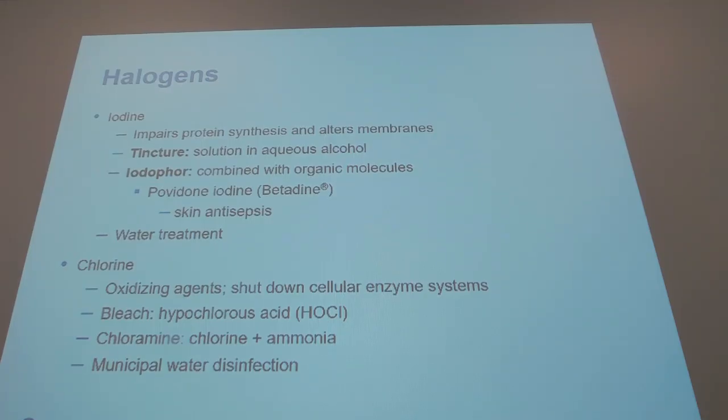And then chlorine. It's an oxidizing agent, so it oxidizes proteins. It shuts down these proteins, these enzymes. Bleach is this chlorine, that when you combine it with water, you create these radicals, which is hypochlorous acid. And then we have commercially available, not homemade, never do that, chloramine, which is a combination of chlorine and ammonia.